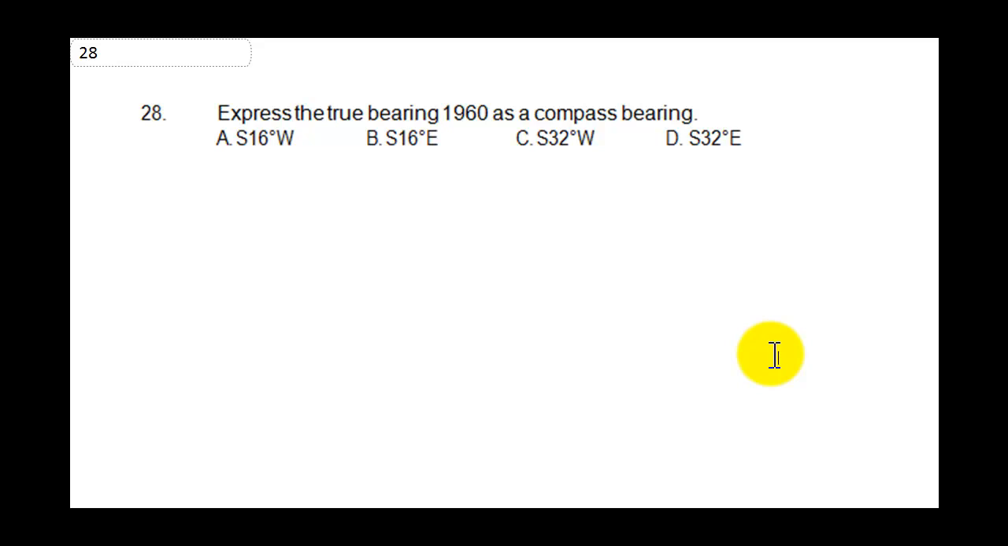Now question 28 says express the true bearing 196 degrees as a compass bearing. When you are asked to express as a compass bearing, the first thing you need to do is draw your north, your south, your west, and your east. And when you do this, you have to start from your true north and draw 196 degrees. From here to here is 90 degrees. Down to here, it's 180. 196 is going to fall around here.